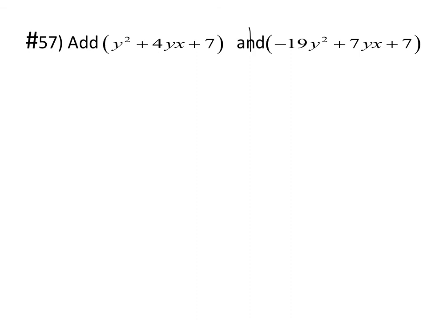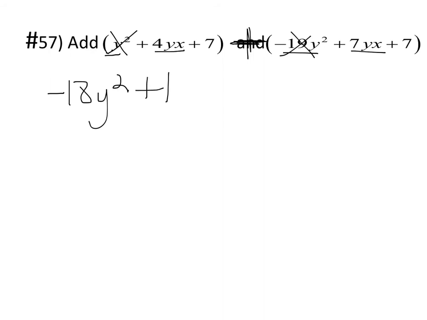Okay, add. So we're just going to change this to a big addition sign. Y squared minus 19y squared is negative 18y squared. Cross those out. And then we've got 4yx plus 7yx is going to give us 11yx. And then you've got 7 and 7 is 14.